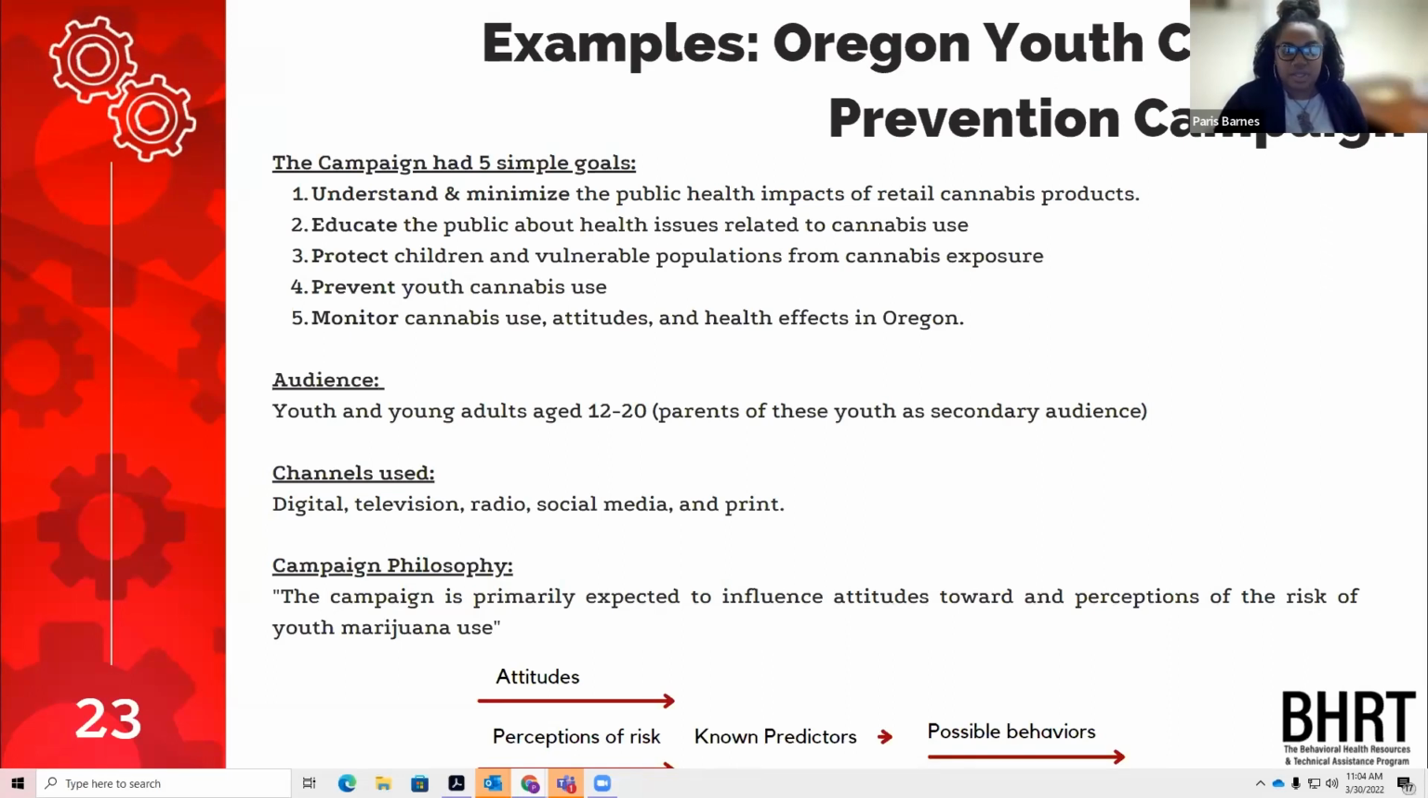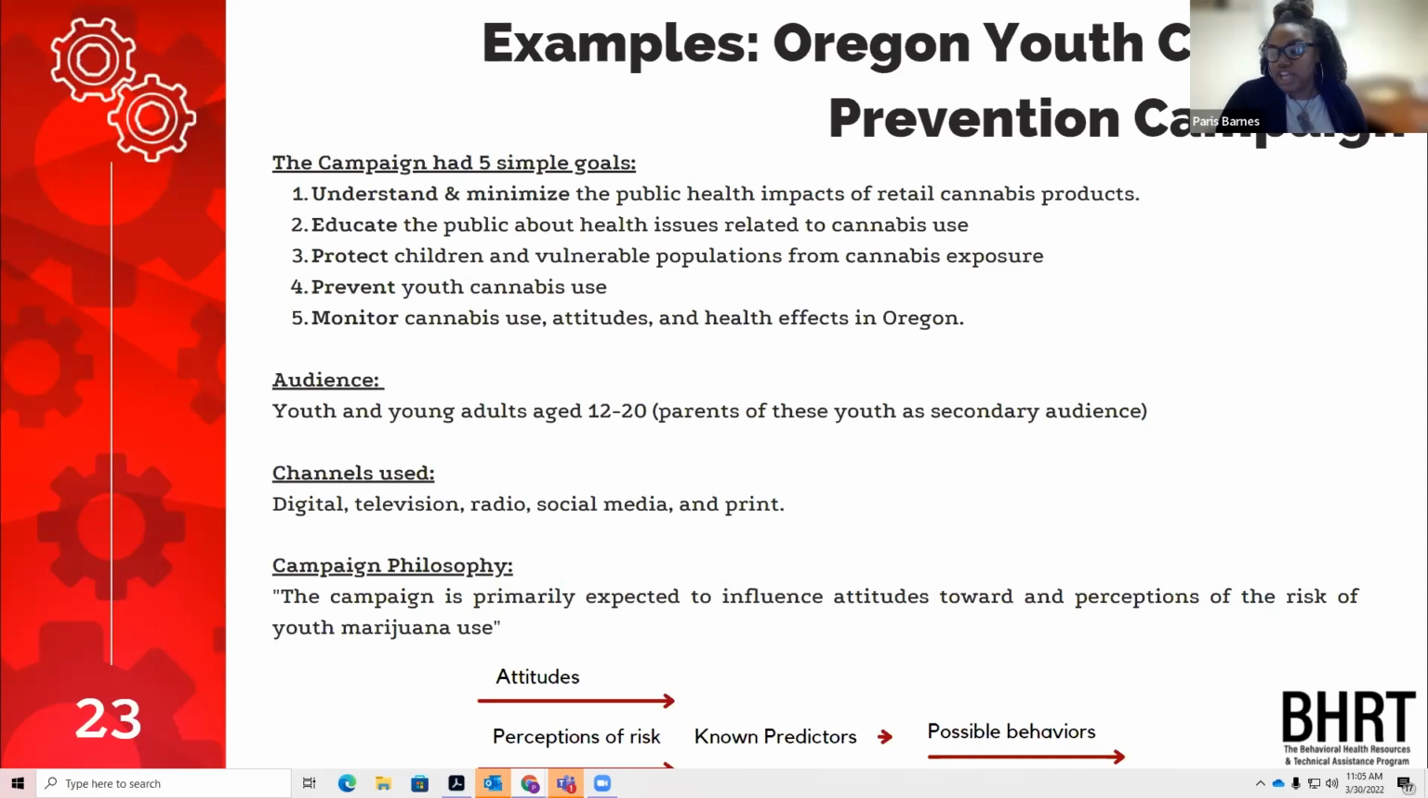And the way they thought about their campaign, they had a very simple campaign philosophy, and I thought it was extremely amazing. The campaign is primarily expected to influence attitudes toward and perceptions of the risk of youth marijuana use. So mind you, their philosophy was never to ask the youth to quit. It was never to ask the youth to not do it. It was never to tell the youth exactly what they're doing and how it can make them feel. It was just to influence the attitudes toward it and the perception of it.